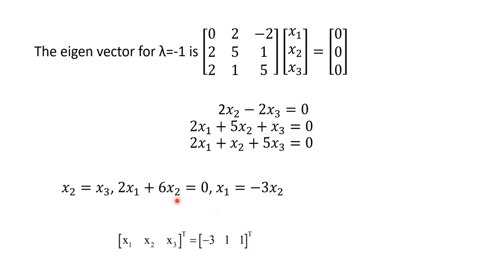That is x1 is equal to minus 3x2. So take x3 equal to 1. We have x2 is also same as 1. So x3 is equal to 1, x2 is equal to 1, then x1 is minus 3x2, that is x1 is minus 3. So the eigenvector x1, x2, x3 transpose is minus 3, 1, 1. So the eigenvector for lambda equal to minus 1 is minus 3, 1, 1.